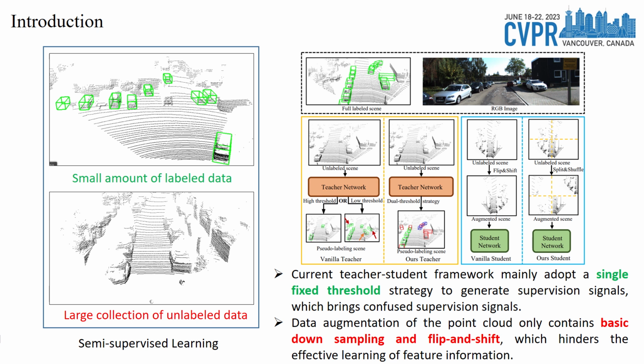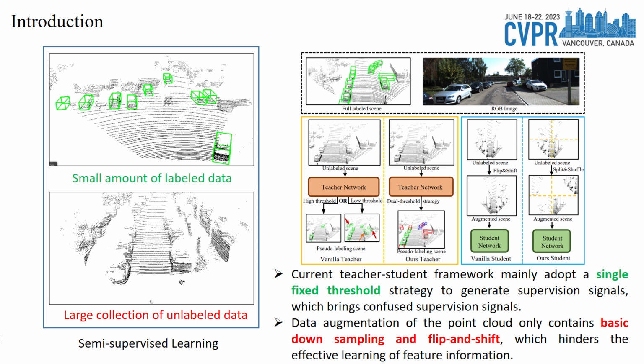As shown in the left figure, a natural remedy is to adopt semi-supervised learning by leveraging a limited amount of labeled samples and abundant unlabeled samples. Current pseudo-labeling-based SSL object detection methods mainly adopt a teacher-student framework, with a single fixed threshold strategy to generate supervision signals, which inevitably brings confused supervision when guiding the student network training.